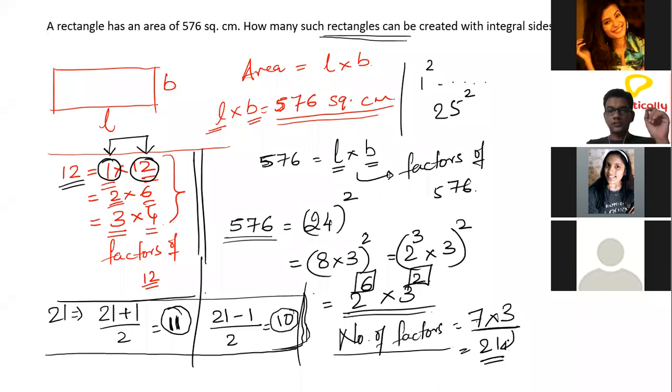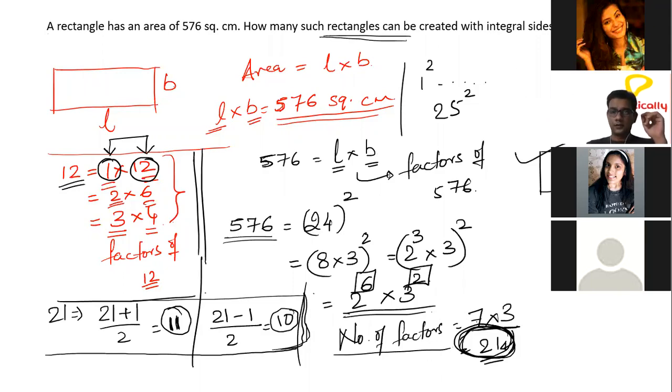Now, when my total number of factors is 21, what have I found here? I have found that my total number of factors is an odd number. And when my total number of factors is an odd number, what does it signify about the number? That it is a perfect square. A perfect square means it should have a square root, right? So what is the square root of 576? 24. So now tell me, can I have a rectangle with side 24 and 24?